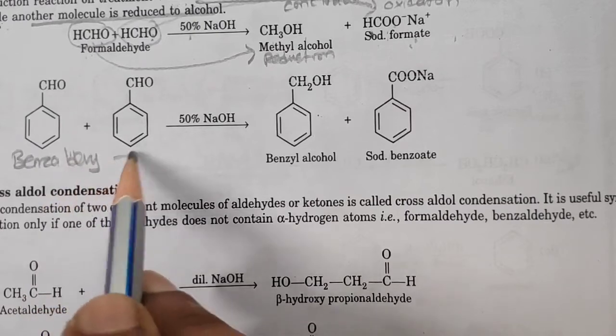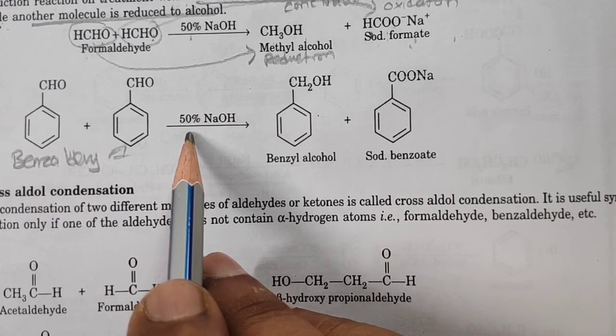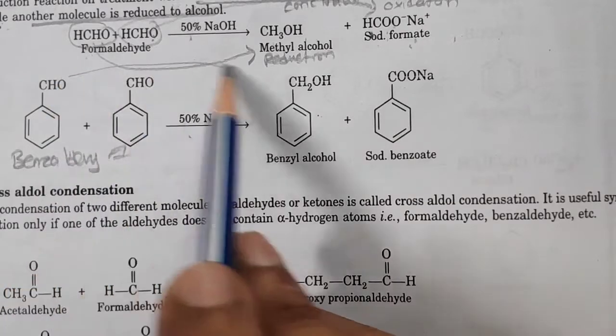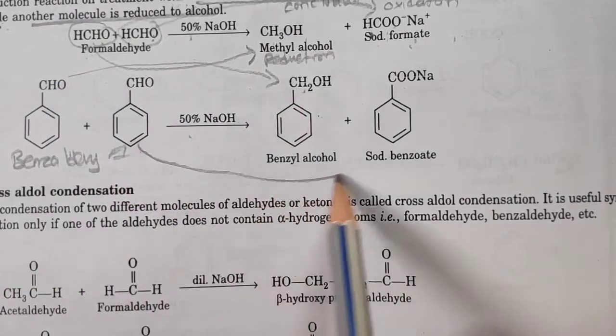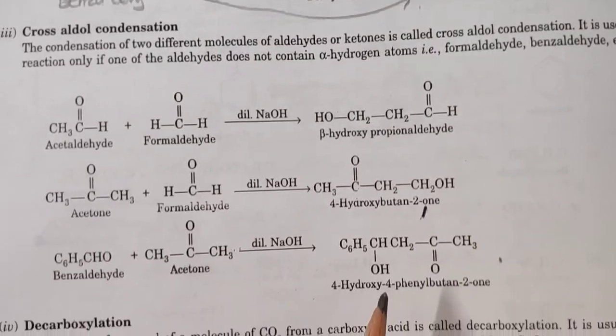Benzaldehyde. Both are benzaldehyde. Now with 50% NaOH, concentrated alkali, one molecule will be reduced and another molecule will be oxidized. Understood? That is the Cannizzaro reaction. Then comes cross aldol.